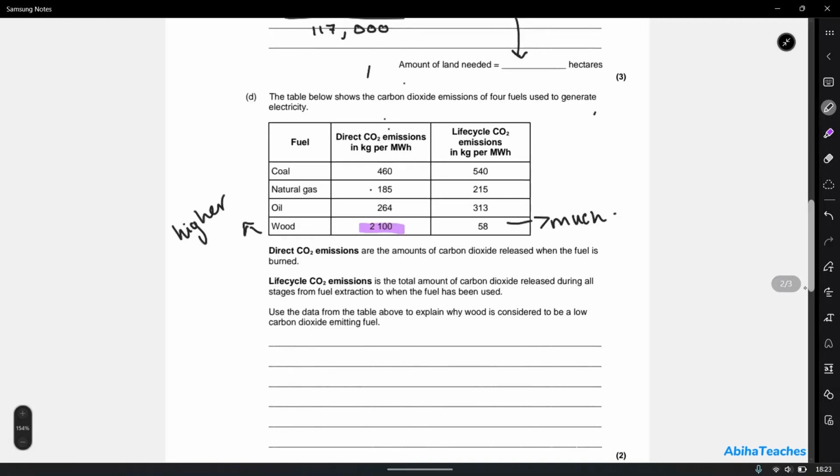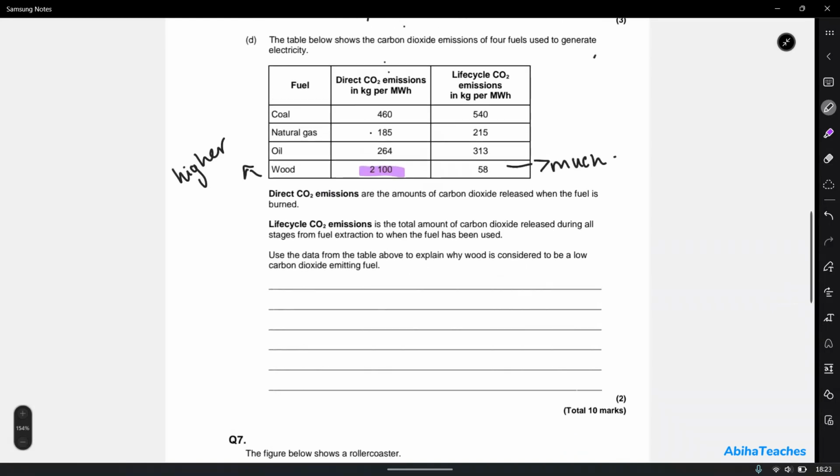You should note that this question is only 2 marks, so it is actually not that brain-meltingly difficult. They have added a lot of values just to kind of confuse you, but also help you at the same time. Now, initially when we see this, we can clearly see that wood has a very, very high direct CO2 emissions in kg, but its life cycle CO2 emission is also very low. So that's literally what we need to write to achieve these 2 marks.